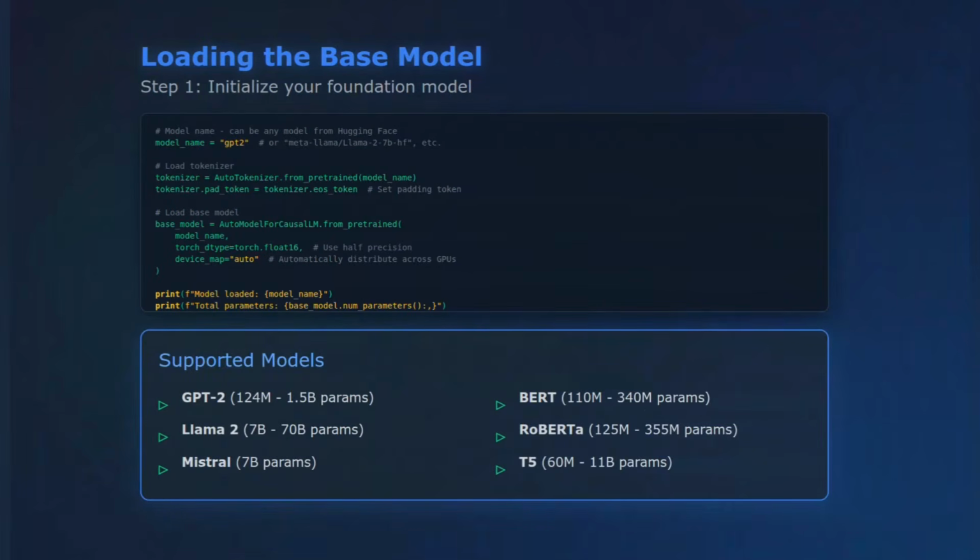Step 1 in our workflow is loading the base model. For this tutorial, I'm using GPT-2, but you can use any model from Hugging Face, BERT, RoBERTa, Llama, you name it. We initialize our tokenizer and model using the AutoModelForCausalLM classes. The from_pretrained method downloads the model if you don't have it cached. Notice we're loading it on CUDA if available. That's your GPU. If you don't have a GPU, it'll default to CPU, but training will be slower.